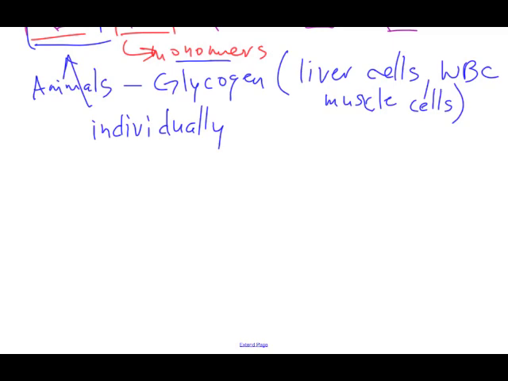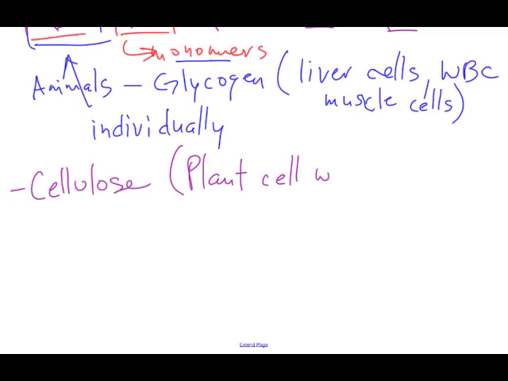Other types of polysaccharides, and we're just going to touch upon them. One of them is cellulose. The plant cell wall is made up of cellulose, and this is the polysaccharide they're comprised of. Cellulose is very similar to amylose, but the glucose subunits are bonded in a way where in humans, we cannot break down cellulose. We don't have the ability.